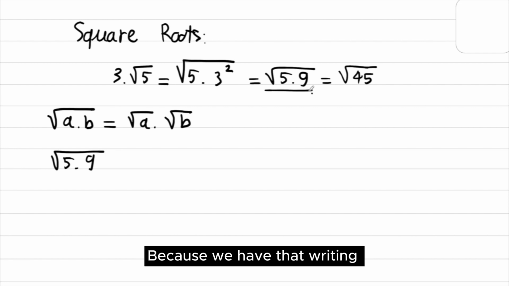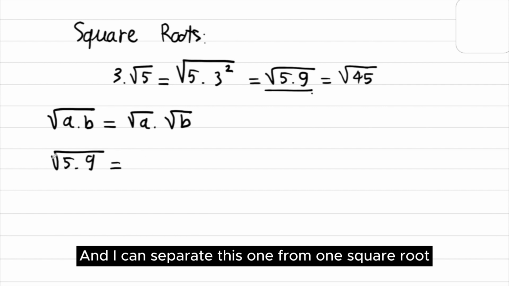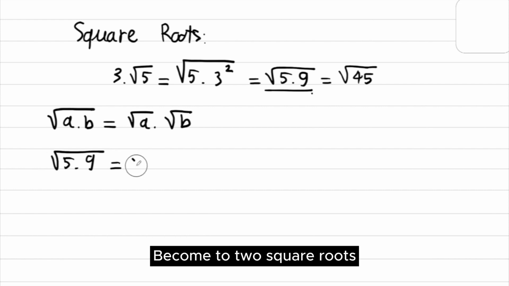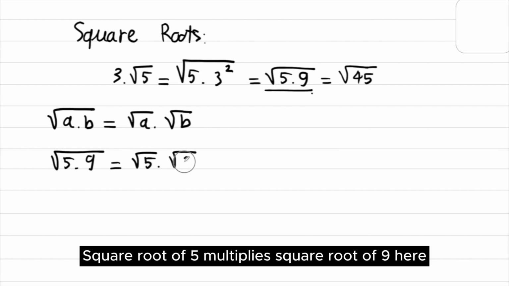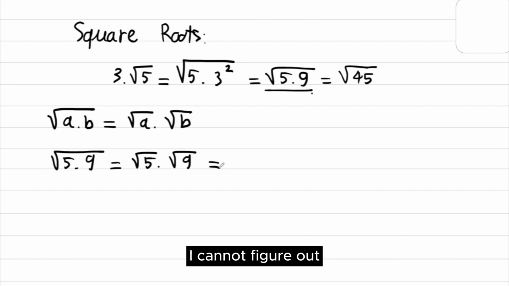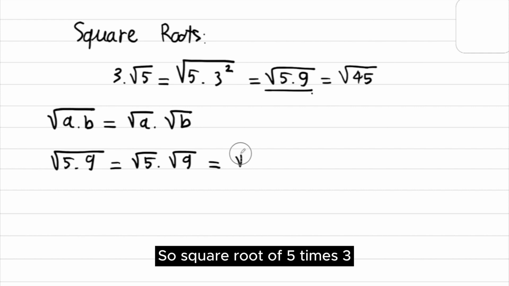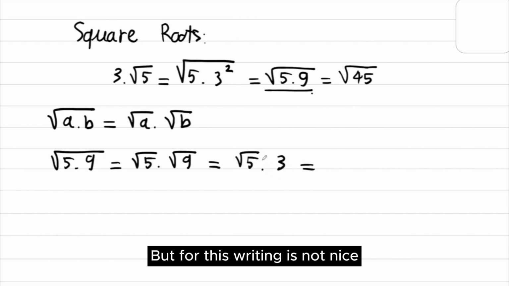Because we have the square root of 5 times 9, and I want to change this into 2 square roots. I can separate this one square root into the square root of 5 multiplied by the square root of 9. You can see the square root of 5 I cannot figure out because that is not a square number, but the square root of 9 I can, because the square root of 9 is 3. So the square root of 5 times 3 you can write out like this, but this writing is not nice.